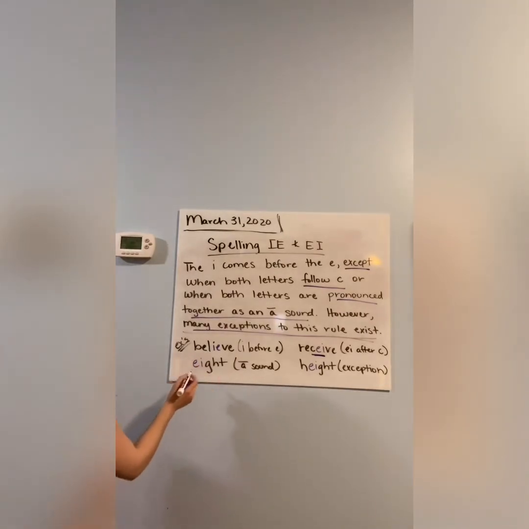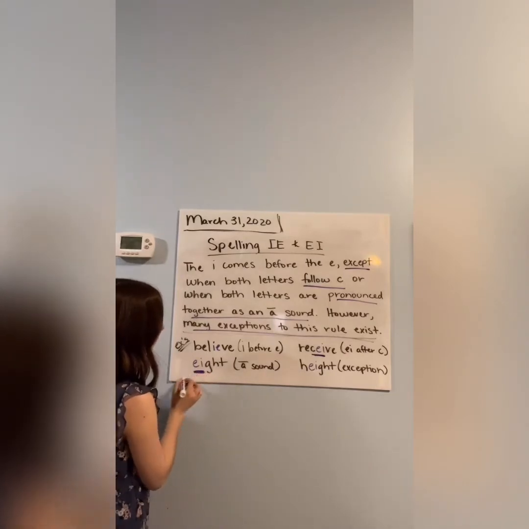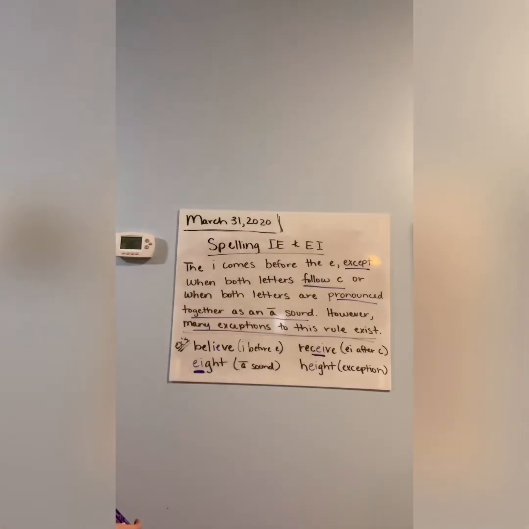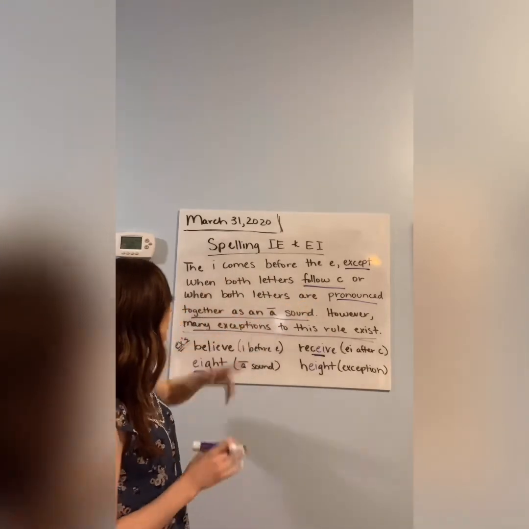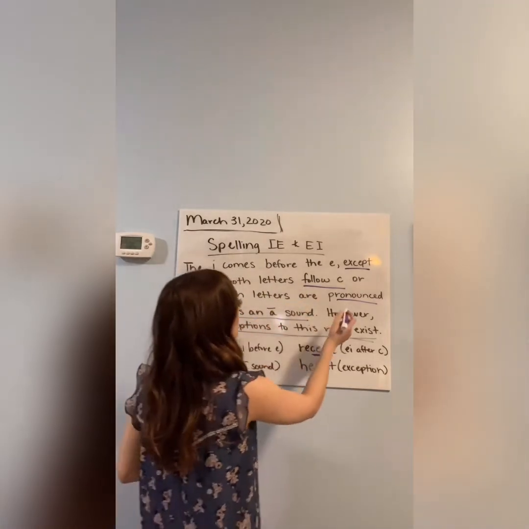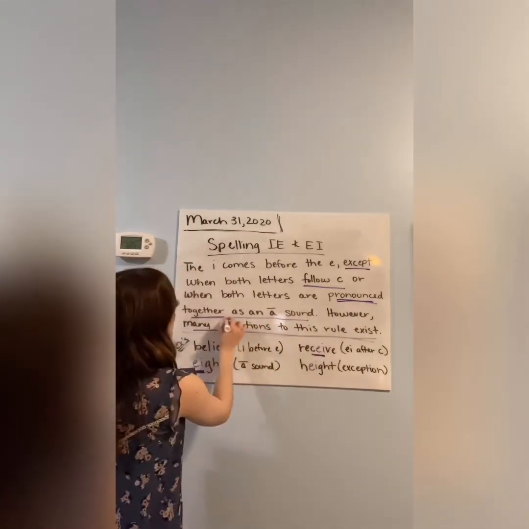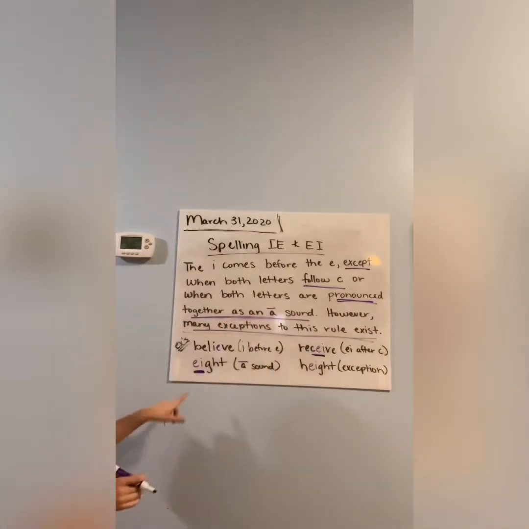Now let's look at the third example, which is the word ate. Whenever you put these two letters together, E and I, it makes an A sound. It makes a long A sound. Remember, I comes before E except when both letters follow a C or when both letters are pronounced together as an A sound. In this case, these letters make a long A sound. So ate. You hear that A sound in there? Therefore, E would come before the I in the word ate.